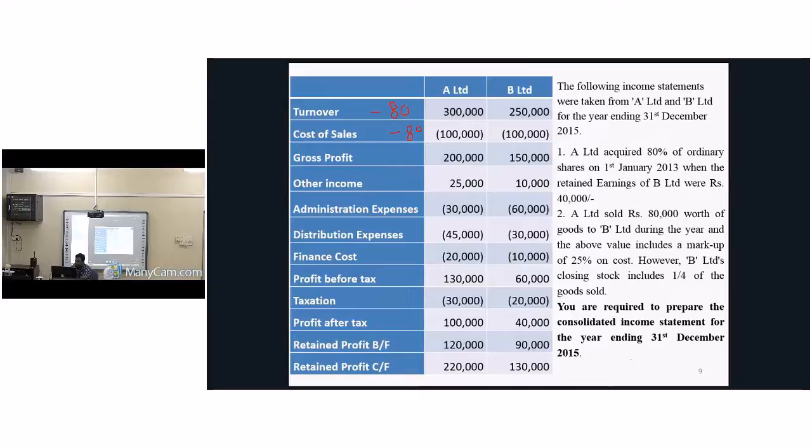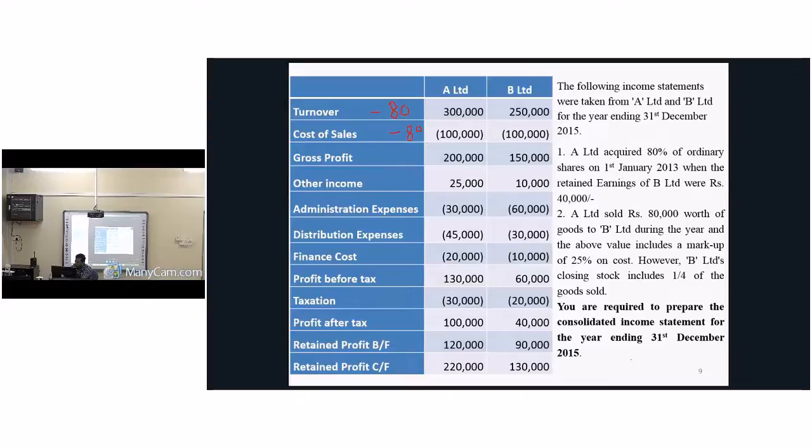So there is 80,000 worth of goods sold, A sold to B. That means it will be a sale to A, but it will be a purchase to B. But when it comes to the group concern, it is not a sale or purchase to the group. Therefore, we have to eliminate in full. Right? So that's what I did. Also, we have to calculate the unrealized profit included in this.